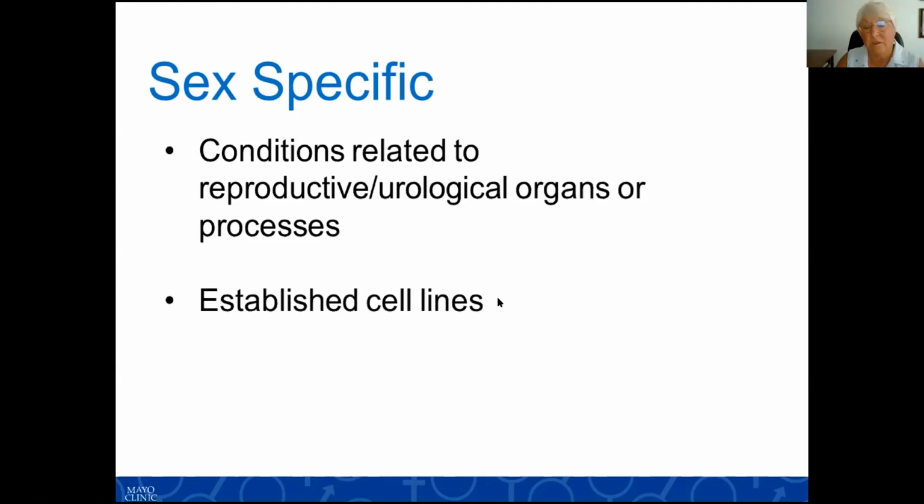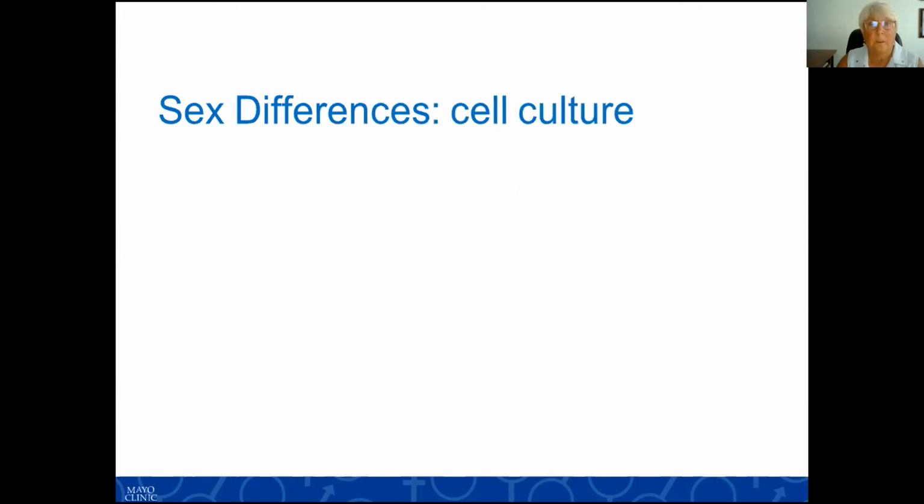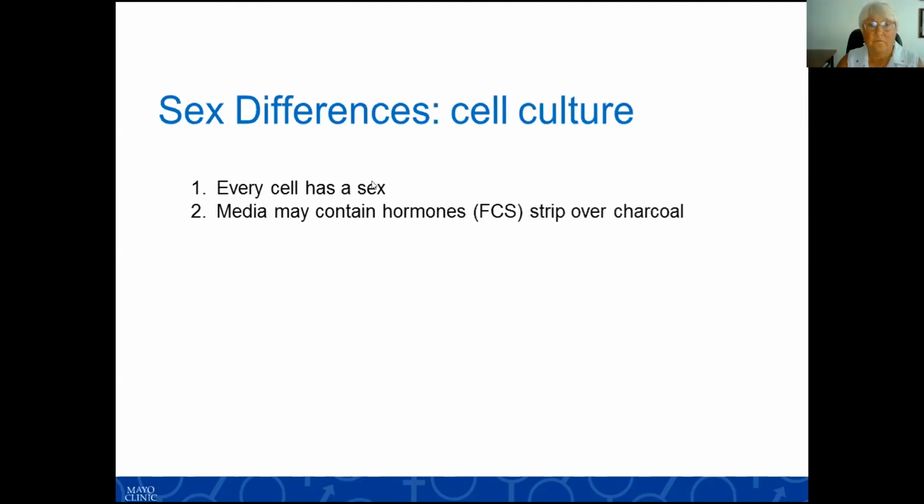Some established cell lines don't have sex identified, but you can identify the sex of the cells. And if they're established, sometimes the sex chromosomes disappear with continued culturing, and that's something that needs to be paid attention to. Data are needed from cell lines of other sexes too, so keep in mind that development of freshly harvested tissues is important. One of the things in cell culture you have to keep in mind, every cell has a sex, so if the cells are derived from a particular animal, know the sex of that animal.